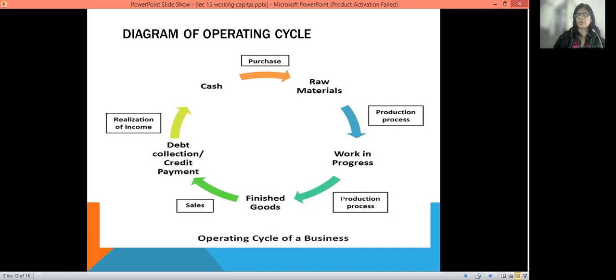After starting the production process, the raw material is converted into work in progress, and it will then convert into finished goods. After getting the finished goods, we sell them to the debtors. After that, we have to collect the credit payment. And in the same sense, we resume the cycle again and again.